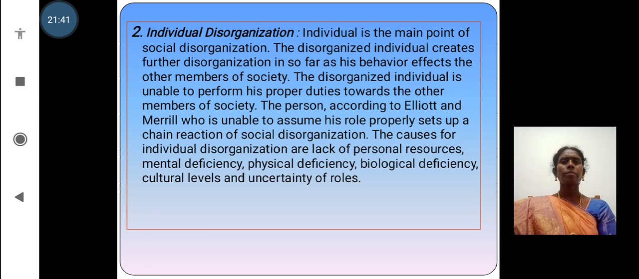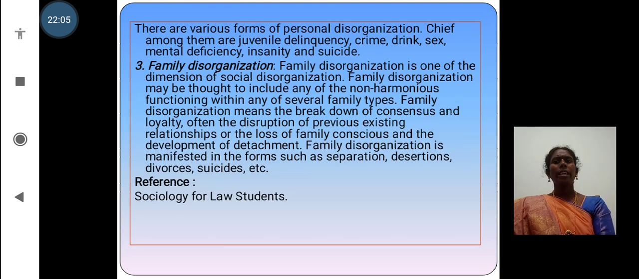Individuals are the main reason for disorganization because when each and every individual deviates from the set of norms of our society, automatically the whole society will be disorganized. So individual disorganization is one of the main reasons for disorganization. Then there are various forms of personal disorganization. Chief among them are juvenile delinquency, crime, drink, sex, mental deficiency, insanity, and suicide.